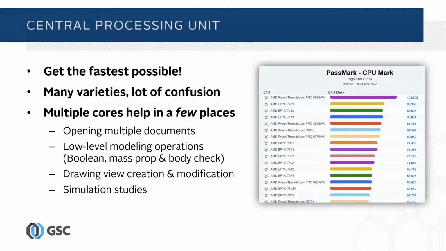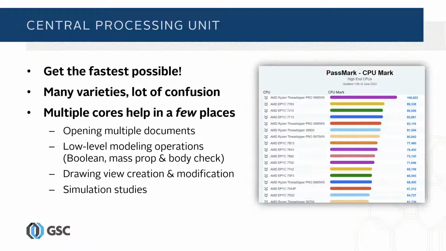Now, the general advice you'll hear out there is to get the fastest possible. But there's lots of varieties, lots of confusion out there with regard to the CPUs in general and how to read how fast they're going to be with respect to specifically SolidWorks. So the first thing we want to understand is that multiple cores do help in a few places in SolidWorks.